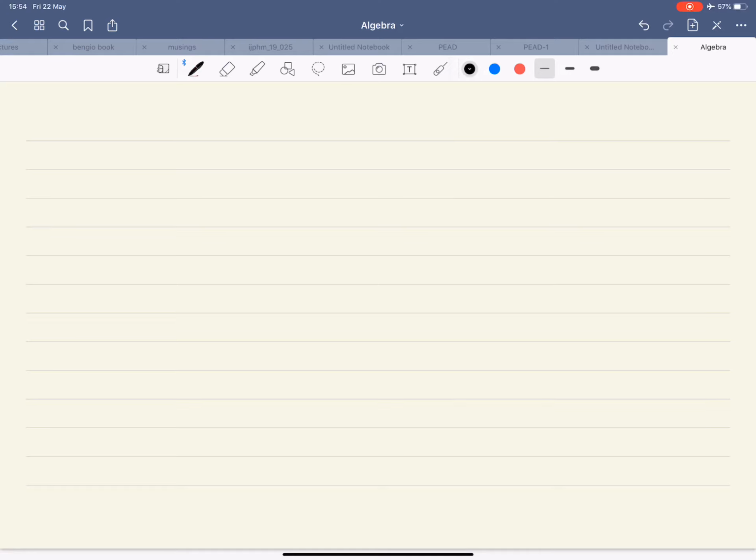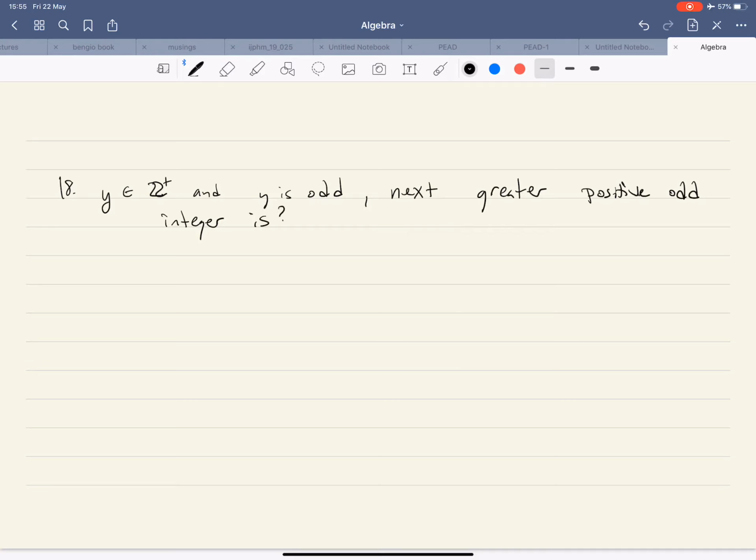Okay, let's do another example. We're going to do number 18. So now y is a positive integer and y is odd. So I have y as some odd positive integer, and I want to identify the next greater positive odd integer. Is what? Well, again, I can take a look at my number line.